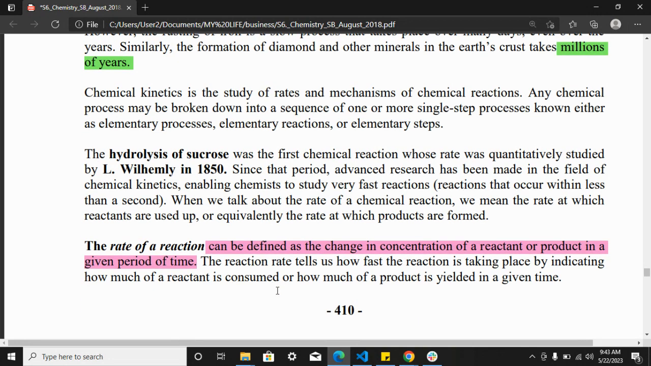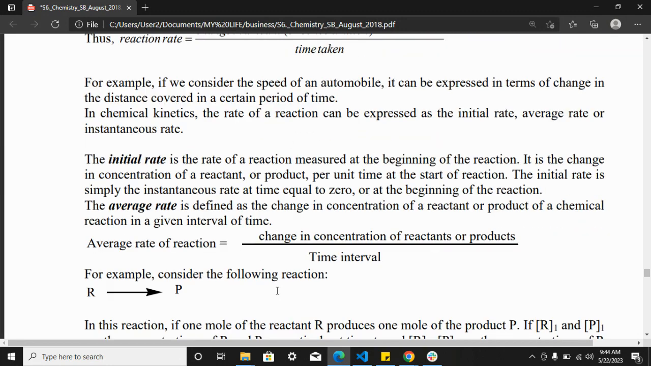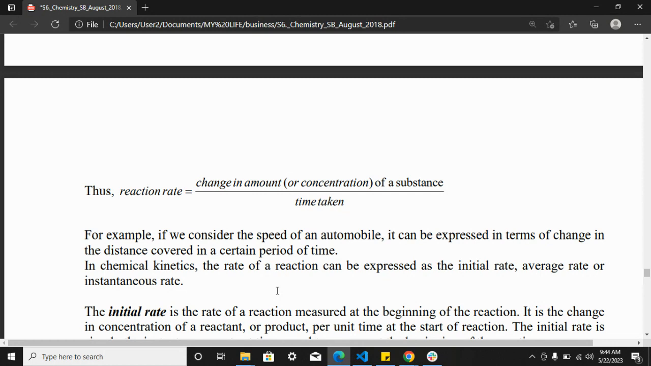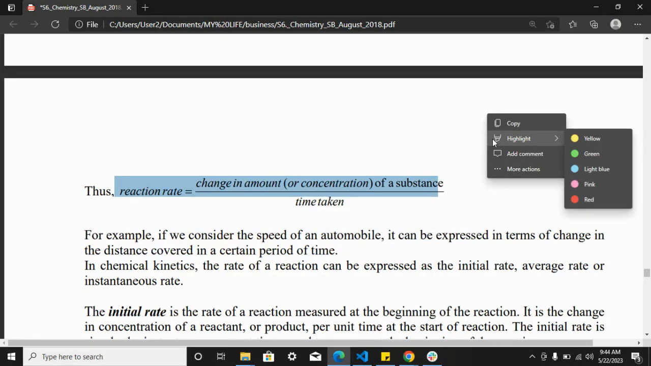So the reaction rate tells us how fast the reaction is taking place by indicating how much of a reactant is consumed or how much of a product is yielded in a time. So the reaction rate is the change in amount or concentration of a substance divided by time taken. By that formula, reaction rate is the change in amount or concentration, then we divide by the time it took, the time taken.